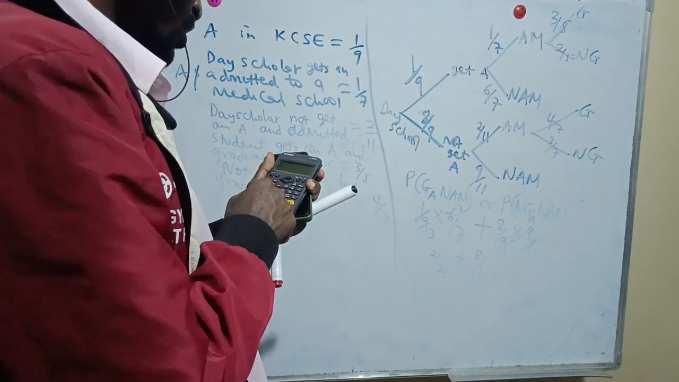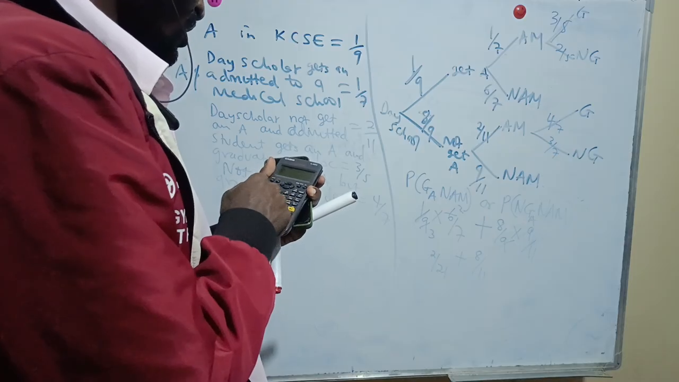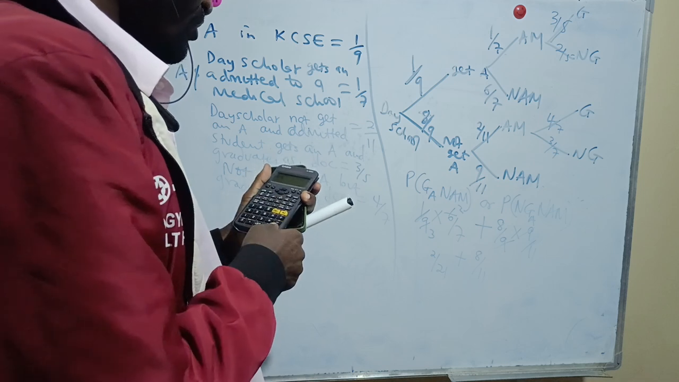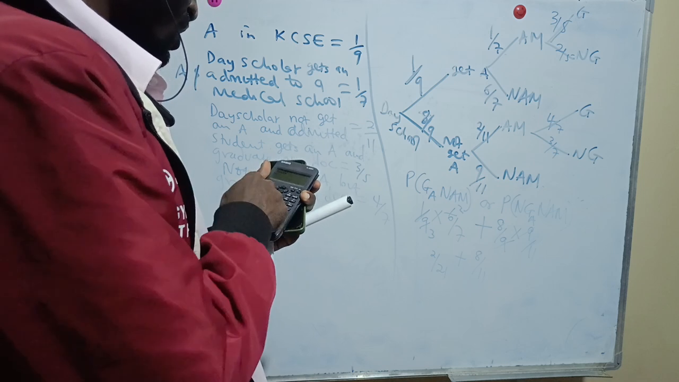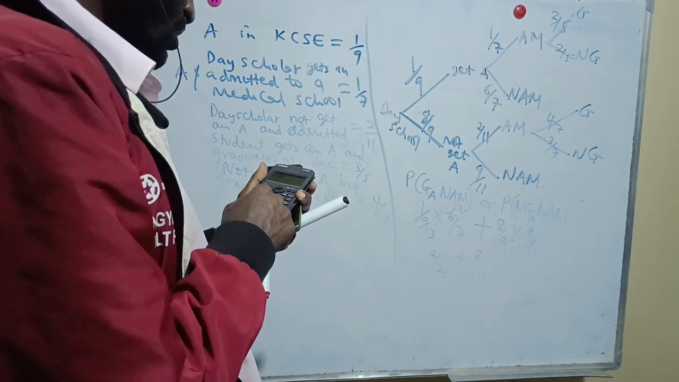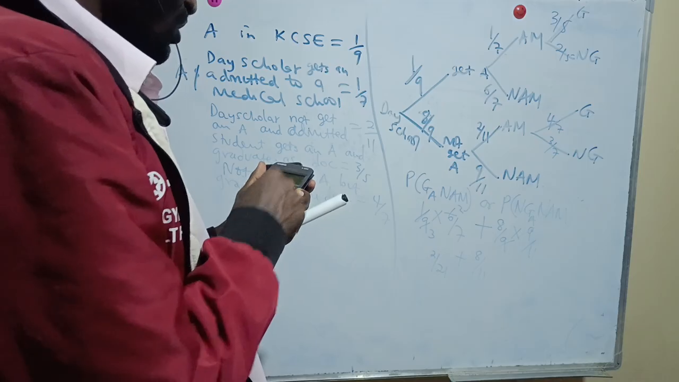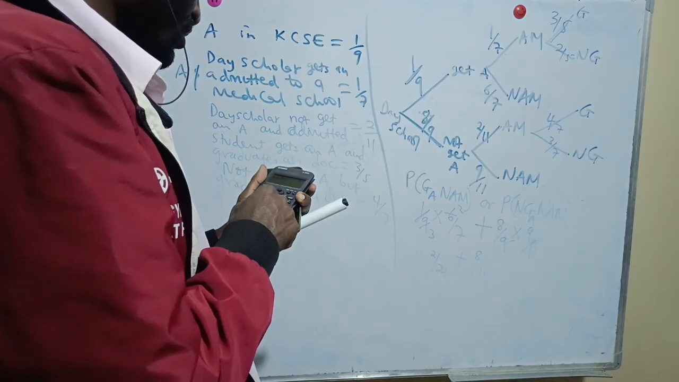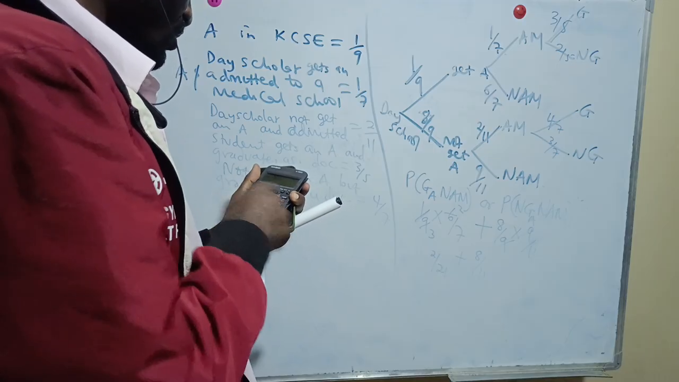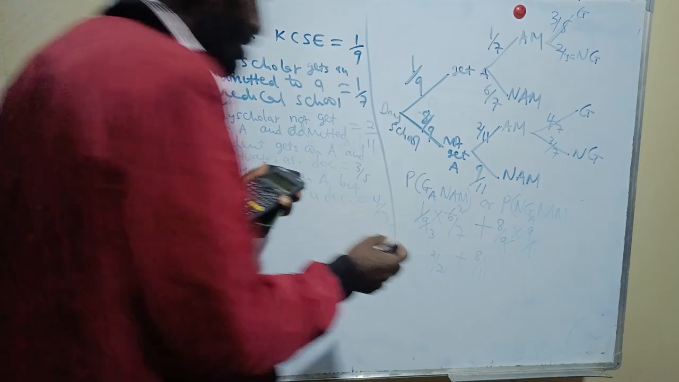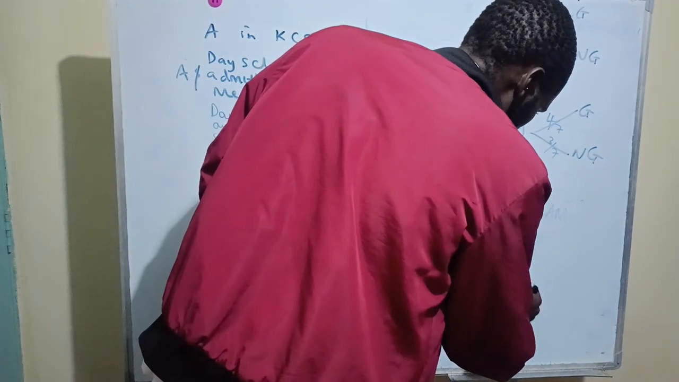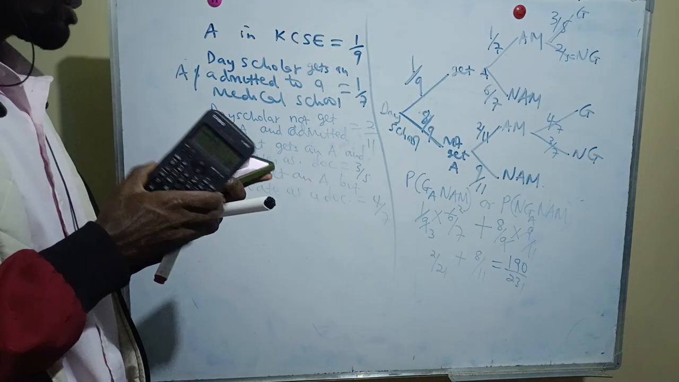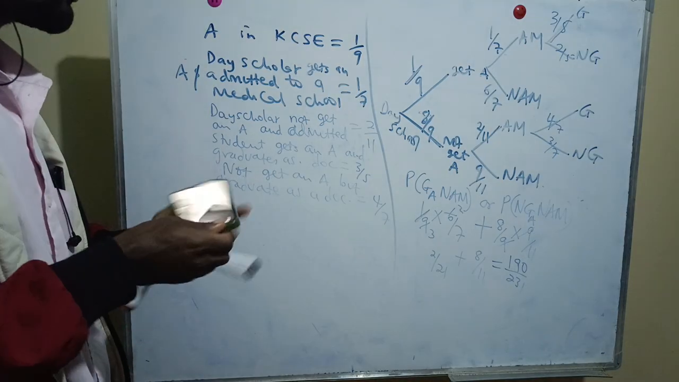So we shall just even enter them: 1 over 9 multiplied by 6 over 7, then plus 8 over 9 times 9 over 11. That is 190 over 231. So that is the probability that a student is not admitted to a medical school as a day scholar. Great.